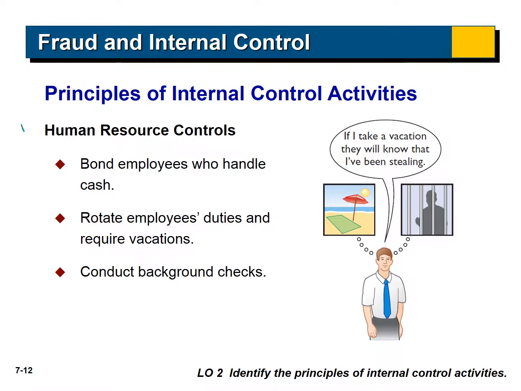Human resource controls, still talking about different controls. Bond employees that handle cash. A bond is an insurance over that person. Rotate their duties and require vacations. So you don't have the same person doing the same thing over and over. Rotate the duties and require they take a vacation so they're not covering things up. And then of course have background checks.